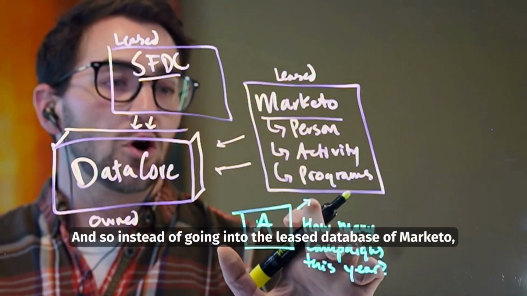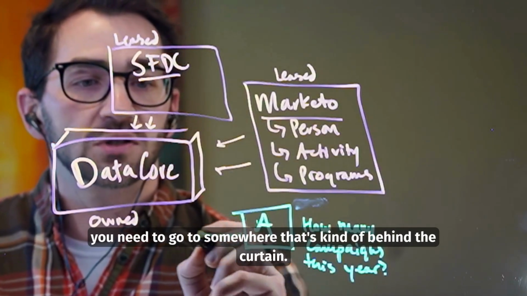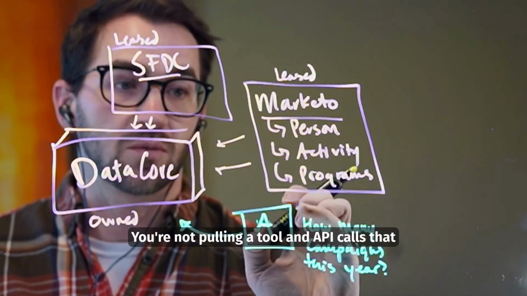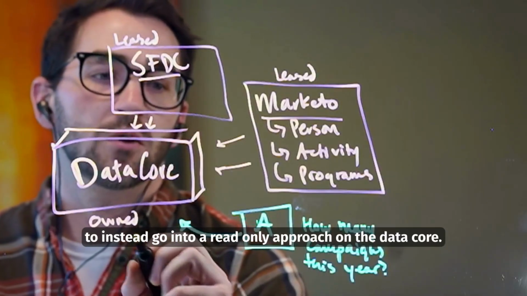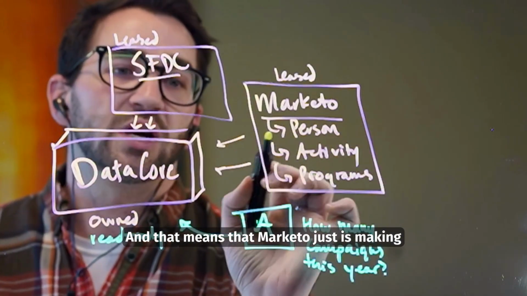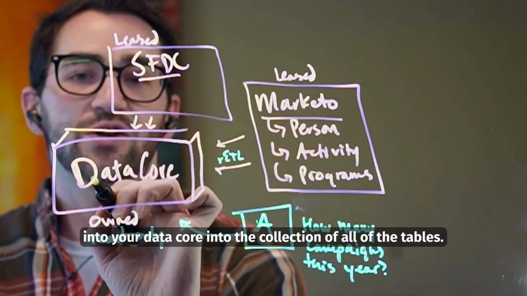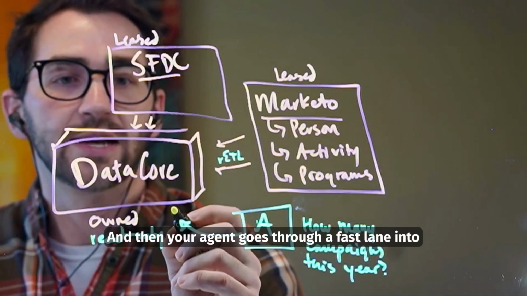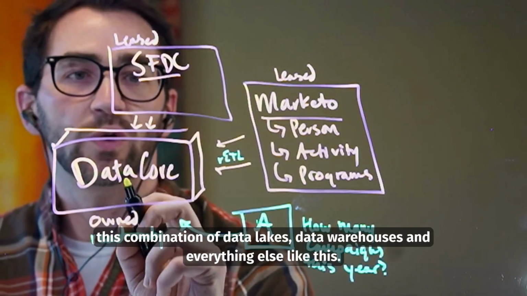So instead of going into the leased database of Marketo when you ask how many campaigns this year, you need to go somewhere that's behind the curtain, where you already have access to it. There are no security problems in asking. You're not pulling a tool and API calls that might be dangerous and doing writing as well as reading. You need to go into a read-only approach on the data core. That means you're making sure you're ETLing and reverse ETLing from Marketo's leased database into your data core, the collection of all of the tables. Then your agent goes through a fast lane into the data core and can pull directly from this combination of data lakes, data warehouses, and everything else.